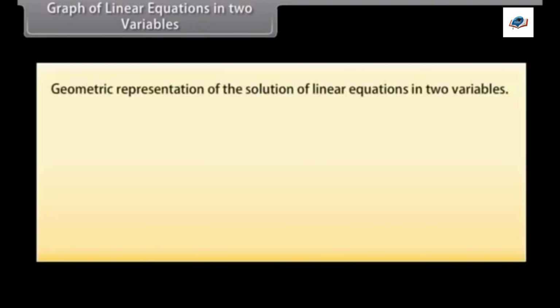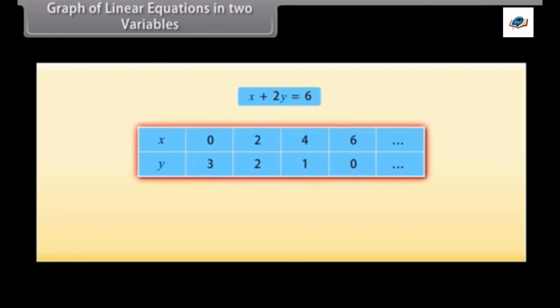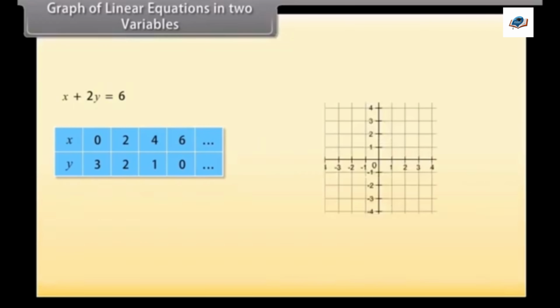Graph of linear equations in two variables. Now let us look at the geometric representation of the solution of linear equations in two variables. Look at this table. The solutions of this given equation are expressed in the form of this table. These are the values of x and these are the values of y. Let us now plot these points on a graph paper.